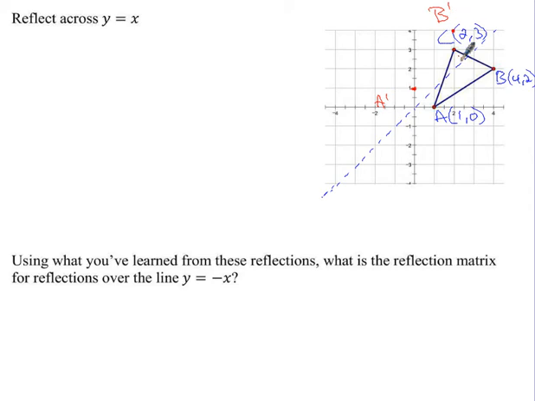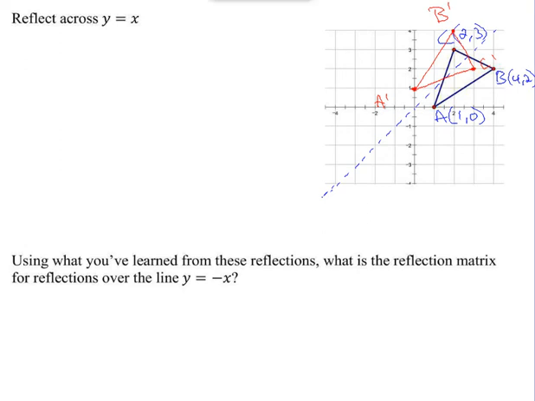For C, I have to go diagonally half a square. So I'm going to go diagonally half a square again, and that is C prime. So I connect all my dots, and I have my reflected triangle across the line y equals x.